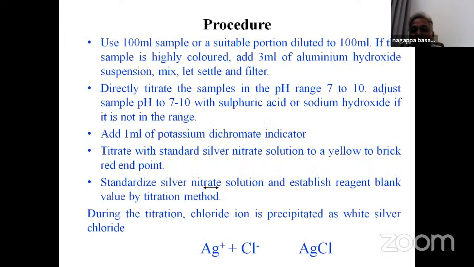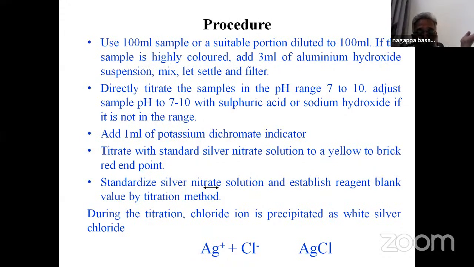Take 100 ml of sample in a conical flask. If the sample is highly colored, add aluminum hydroxide suspension, mix it, let it settle and filter it. Directly titrate the sample at pH 7 to 10. Adjust the pH to 7 to 10 using sulfuric acid or sodium hydroxide. If the sample is acidic or basic, you have to neutralize it using acid or alkali. Add 1 ml potassium chromate indicator and titrate with standard silver nitrate solution. Yellow to brick red color is the endpoint.